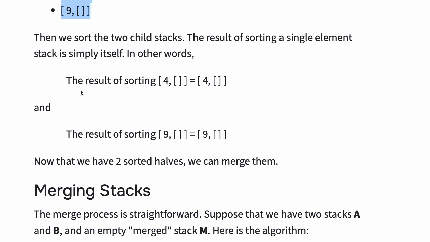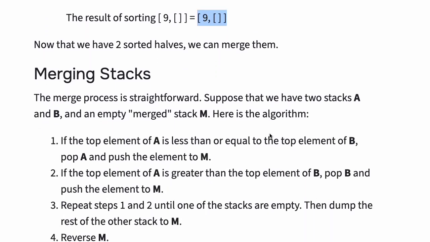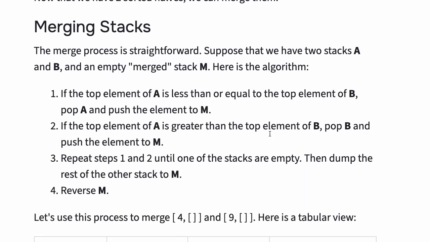The result of sorting a single element stack is simply itself. In other words, the result of sorting stack 4 is just stack 4, and the result of sorting stack 9 is stack 9. Now that we have 2 sorted halves, we can merge them. The merge process is straightforward.